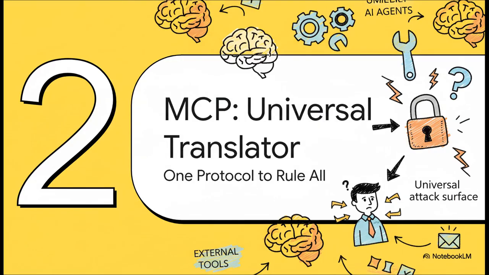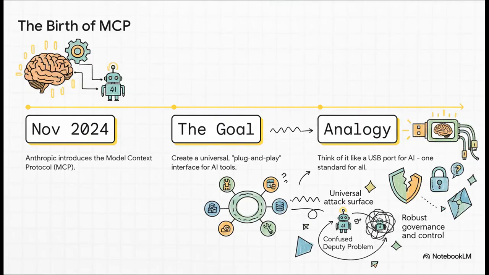So to fix this absolute mess, a new standard started to emerge. You can think of it like a universal translator, a single, elegant protocol designed to let any model talk to any tool without all the custom wiring. So back in late 2024, Anthropic introduced something called the Model Context Protocol, or MCP. The goal was to create a universal plug-and-play interface for all these AI tools. Honestly, the best analogy is a USB port, right? You don't need a different cable for your mouse, your keyboard, your hard drive. You just plug it in and it works. That's the dream for MCP.